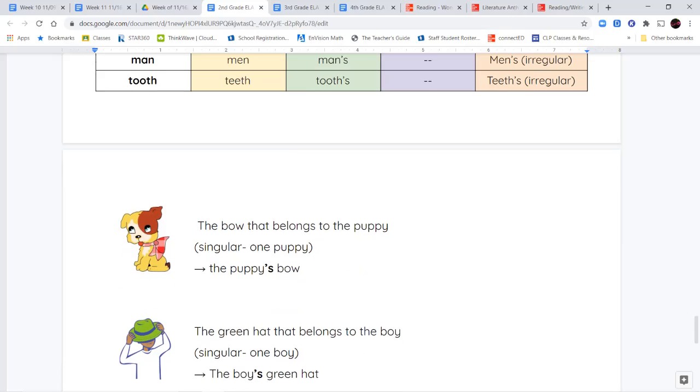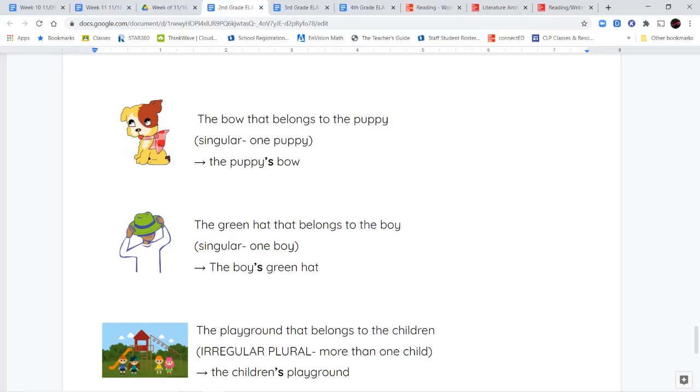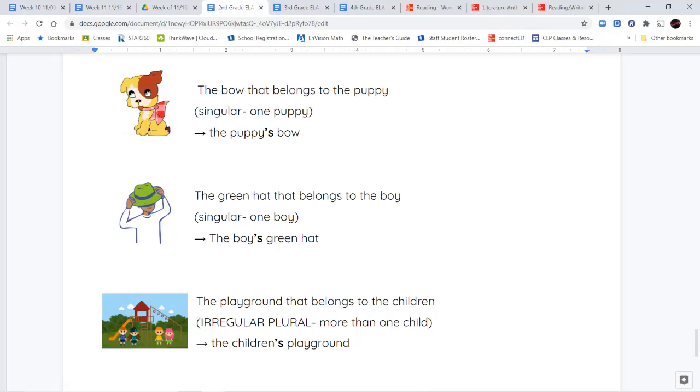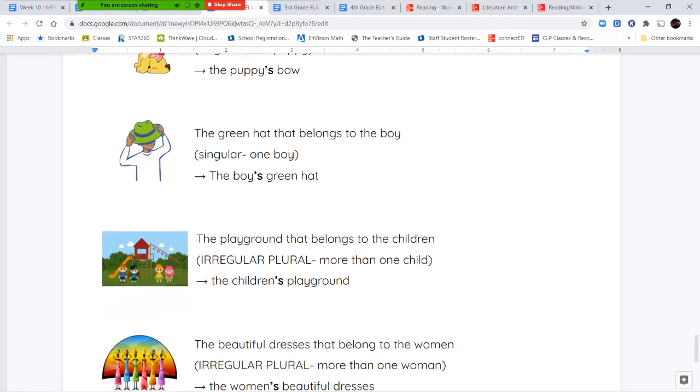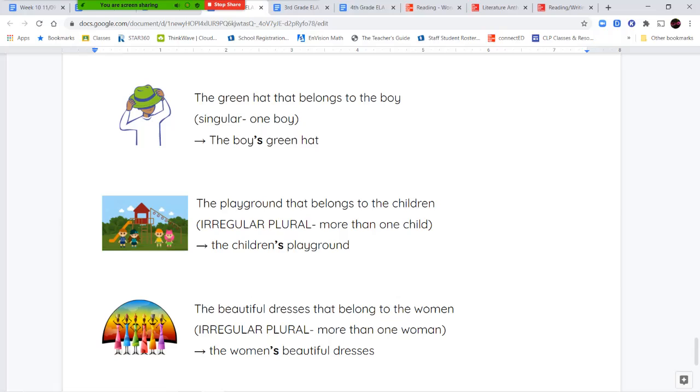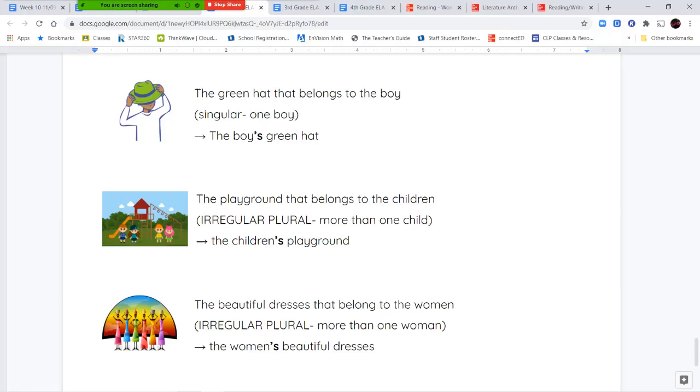All right, now I already put some examples in here in your notes with some cute pictures to show you how we go from a regular noun to a possessive noun. So instead of saying the bow that belongs to the puppy, so I'm talking about one puppy, so that's a singular noun, it becomes the puppy's bow, so puppy apostrophe S. Instead of saying the green hat that belongs to the boy, I'm talking about one single boy, so it's a singular noun. I'll say the boy's green hat, so boy apostrophe S.